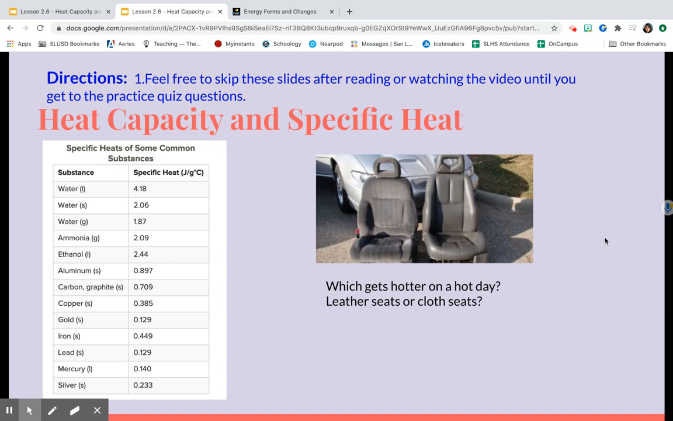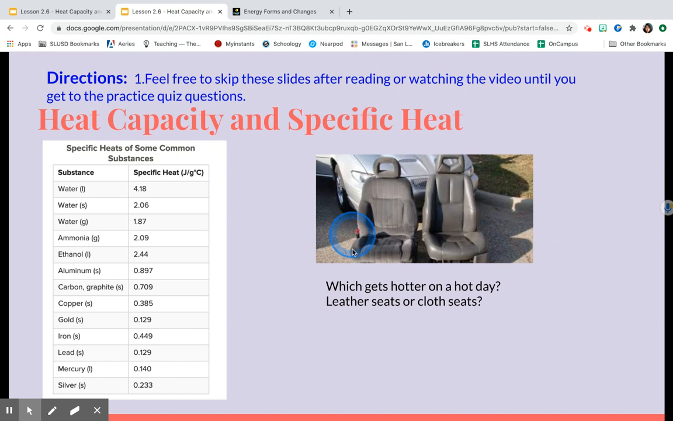All right, so in the previous slides, you should have written down the definitions for heat capacity and specific heat, also known as specific heat capacity. The definitions might have been kind of confusing, but I'm going to summarize and clarify them in this video. Rather than talking about the definitions, I think a lot of us have an understanding of heat capacity and specific heats, and let me show you how.